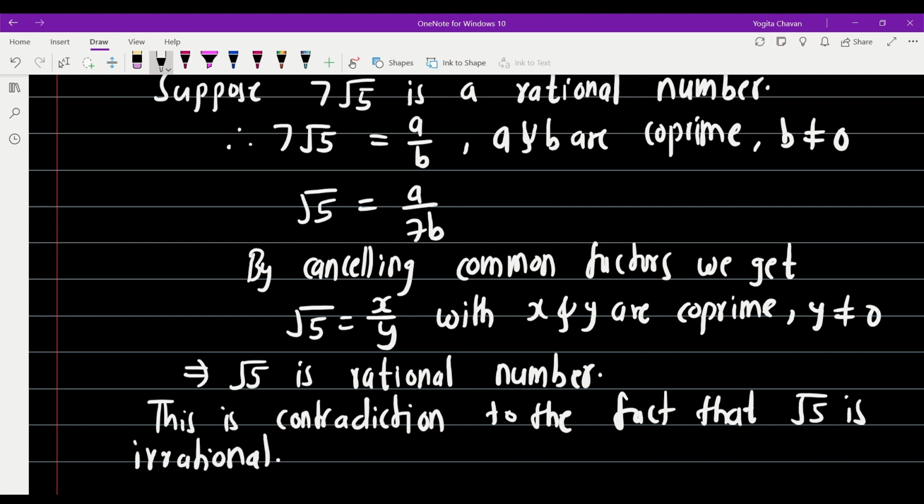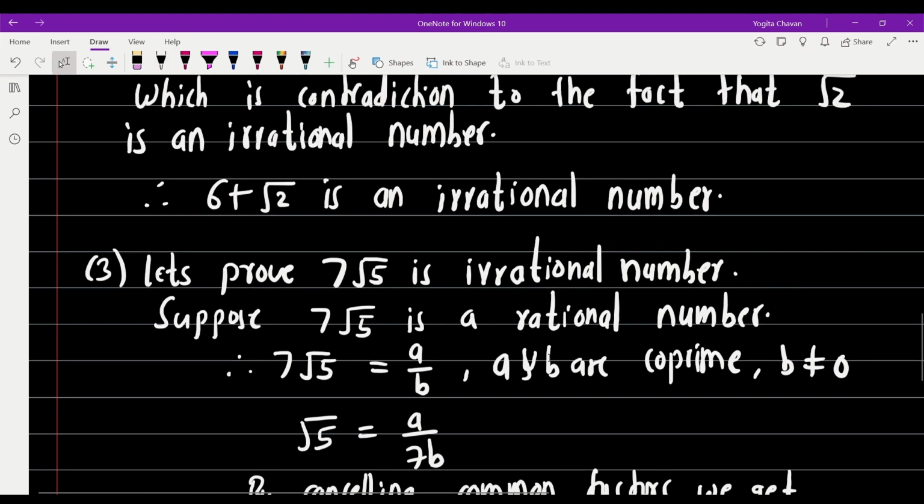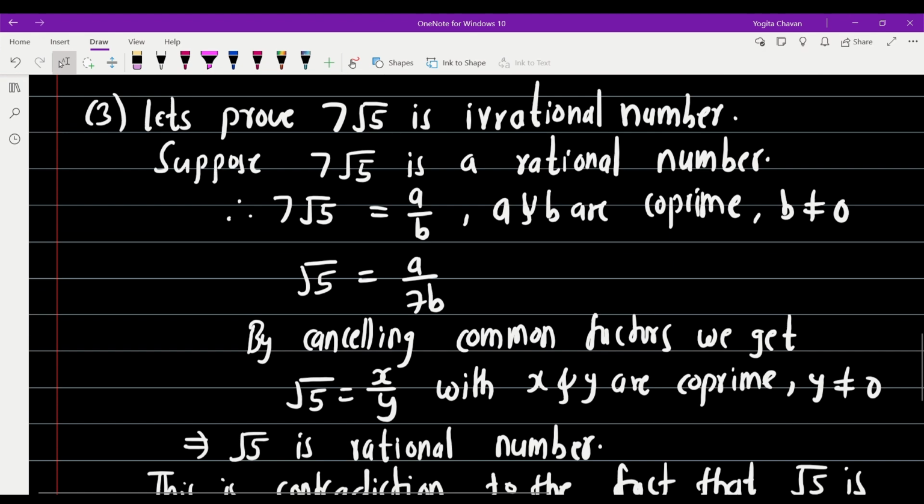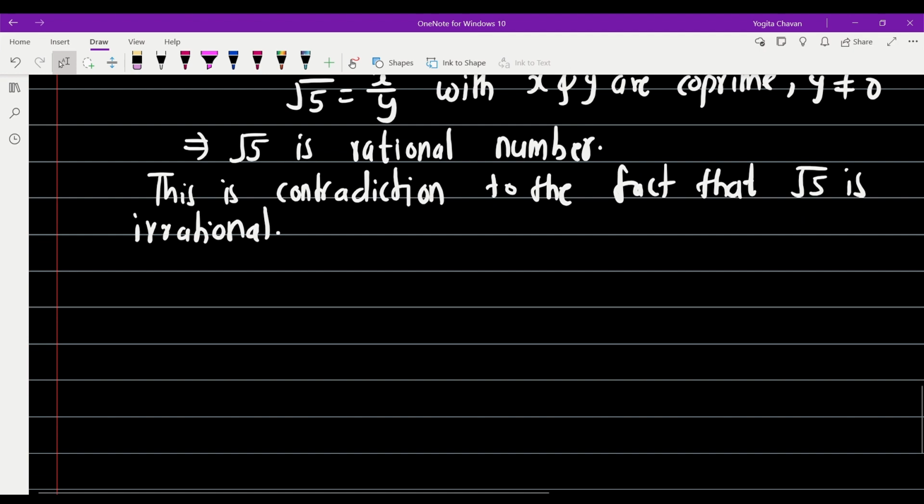Now again, why this contradiction? Same thing, at the beginning we assumed that 7 into root 5 is a rational number. So again, this is not correct. So what is correct? Therefore 7 into root 5 is an irrational number.